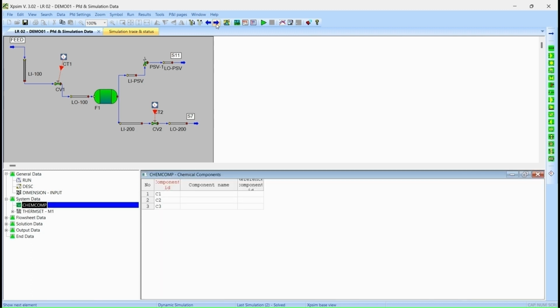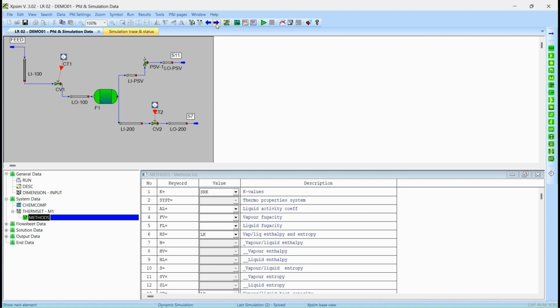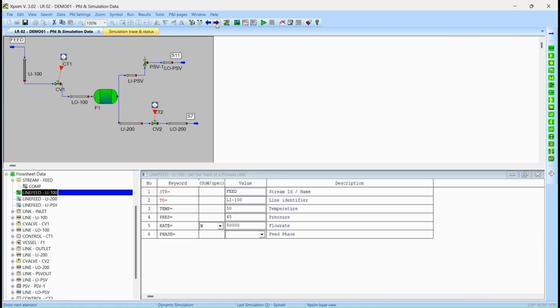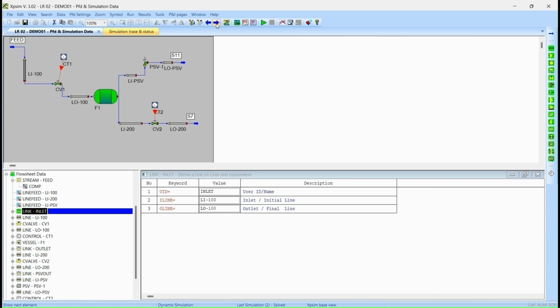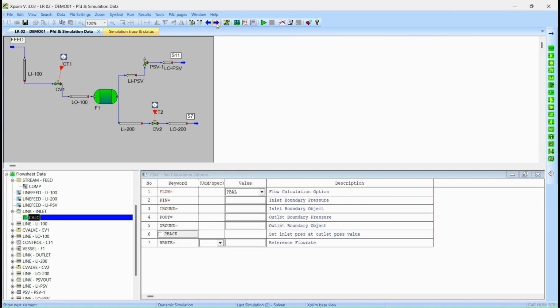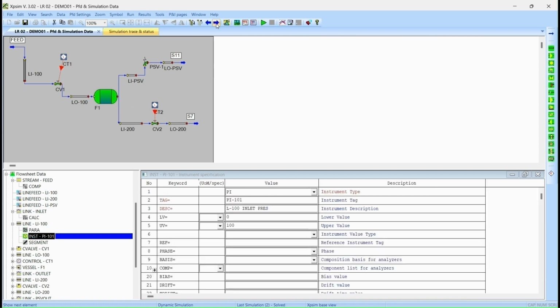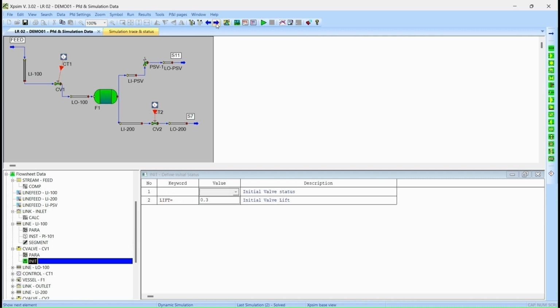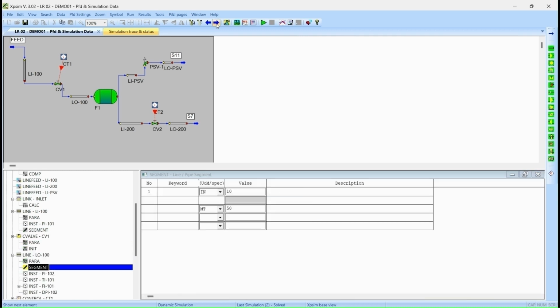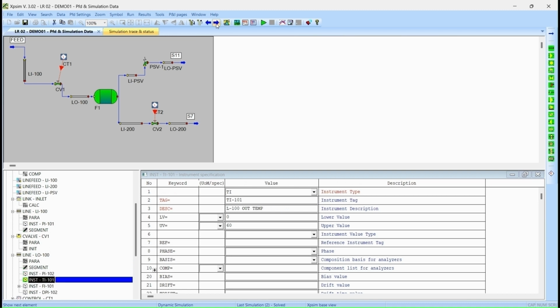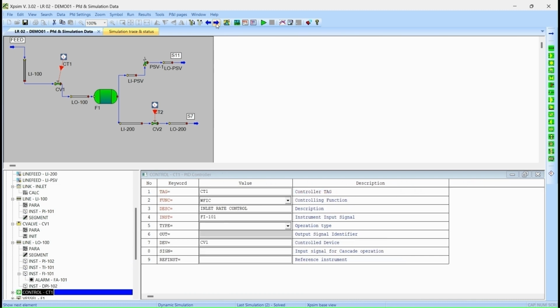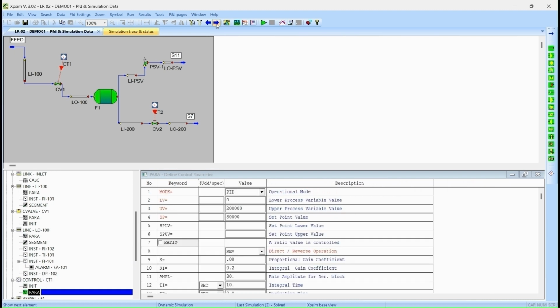Three chemical components C1, C2, and C3 are considered. Let's take a look at all the input statements defining the case. Inlet gas flow rate is controlled at 80,000 kilograms per hour.